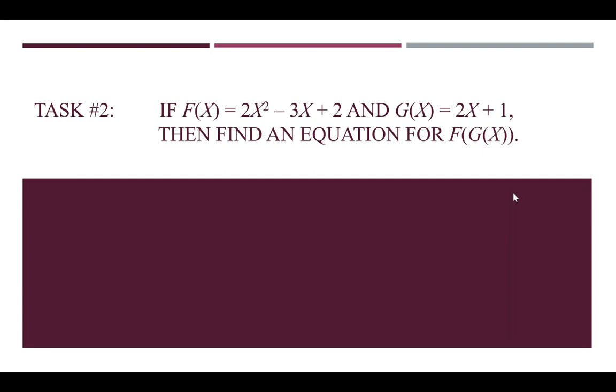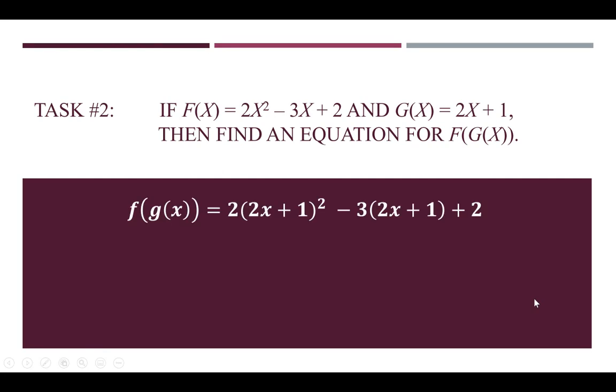We're going to take g of x, the entire function of g of x, 2x plus 1, and we're going to substitute that into the f of x function. Everywhere you see an x in the f function, we're going to replace it with 2x plus 1. Can you tell that we've taken the g of x function, 2x plus 1, and substituted that in place of x into the f of x function?